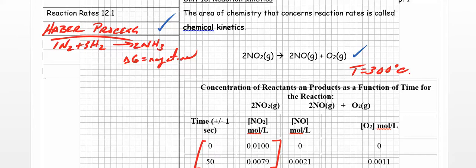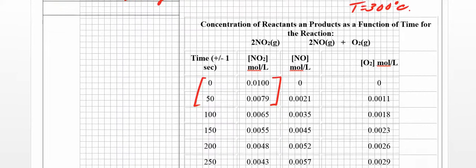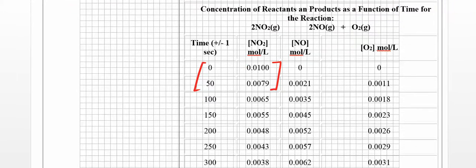Now, let's take a look at this table. This is a table of the concentrations of reactants and products as a function of time for the reaction. So here's the reaction. We've got NO2 becoming NO plus O2, right? So that's the reaction. Again, it's a 2 to 2 to 1 mole-to-mole-to-mole relationship.